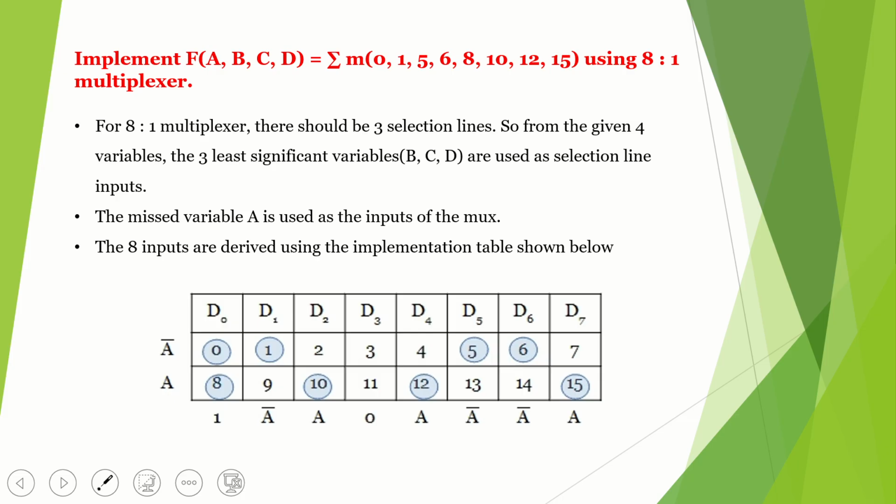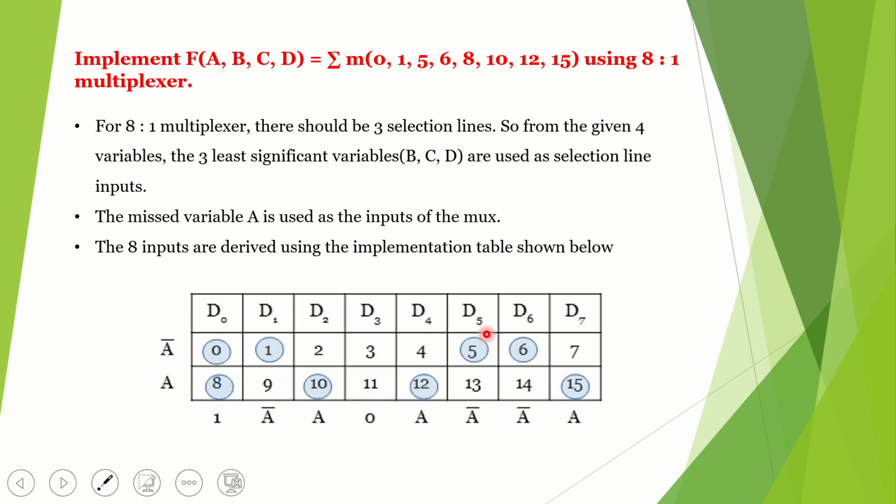For D1, only one value is circled, which is with respect to A bar, so it is A bar. For D2, the 10 is circled, so with respect to 10 the value is A. So A is the derived input for D2. For D3, no one is circled, so the value is 0. For D4, 12 is circled, and the respective equation is A.